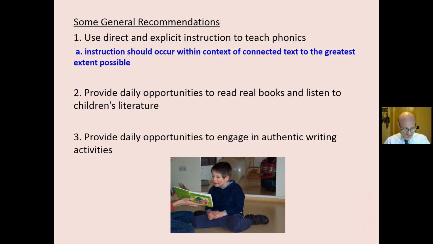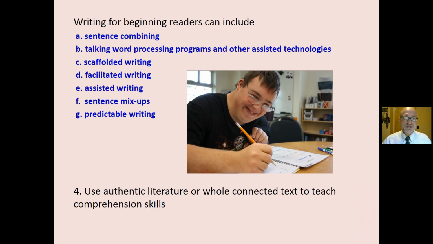So some basic general recommendations for teaching reading: use direct and explicit instruction to teach phonics, but this should occur within the context of whole, connected, meaningful text to the greatest degree possible. Provide daily opportunities for students to read real books at their independent level or below, and or listen to high-quality children's literature. And provide daily opportunities for students to engage in authentic writing activities, where they write and describe their ideas and their experiences. And here are some ideas for writing instruction for beginning readers.